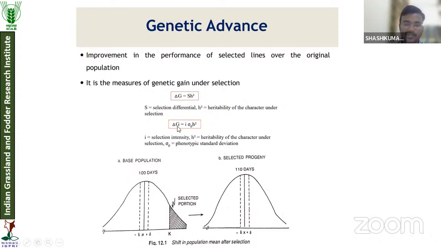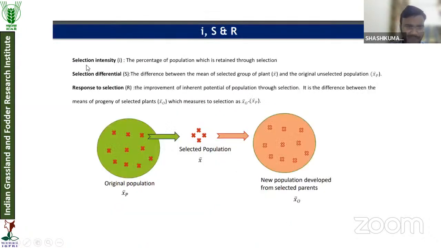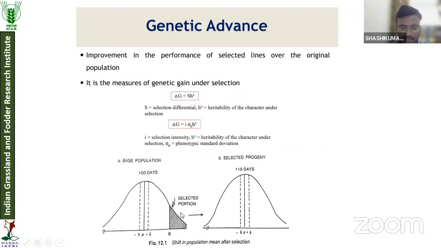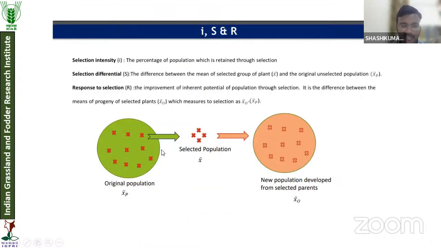So genetic advance depends on selection intensity, phenotypic standard deviation, and heritability of the trait. Selection intensity is the percentage of the population which is retained through selection. The selection differential is the difference between the mean of the selected plants and the original unselected population. The difference between the mean of the selected portion and the whole mean of the population is the selection differential.